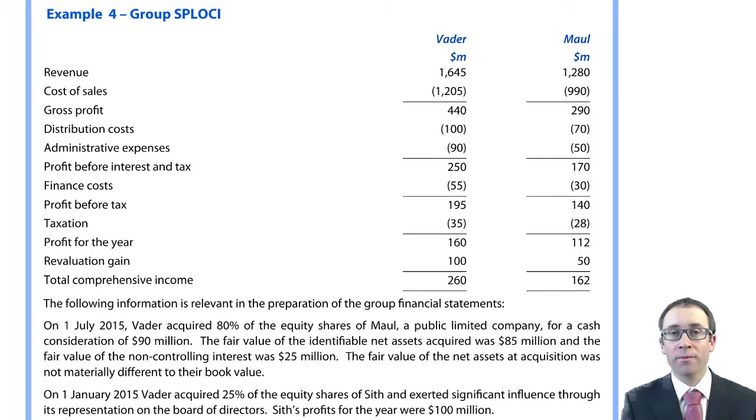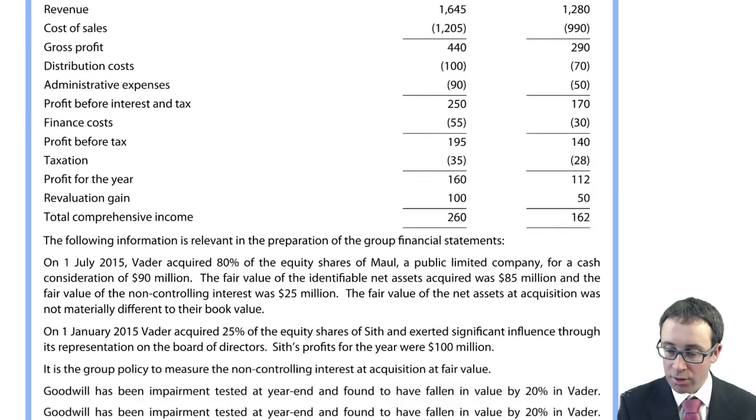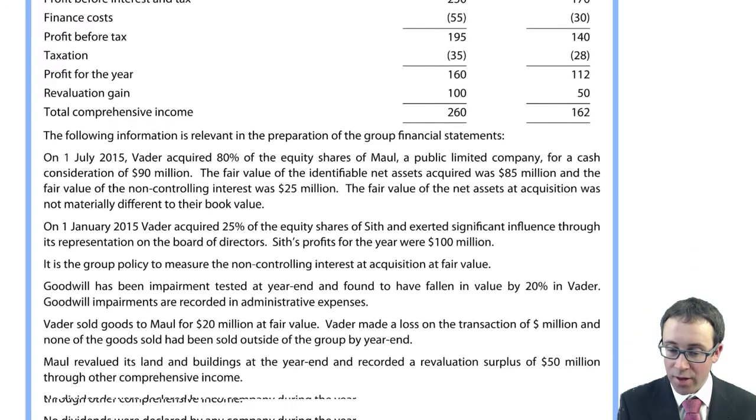Again, you can see that you're given two companies. These are Vader and Moore. So essentially, it's all about who's the parent, who's the subsidiary, and may there be any associates? Because don't forget, we're looking at basic group structures. So parent, subsidiary, associates. And let's go through there.